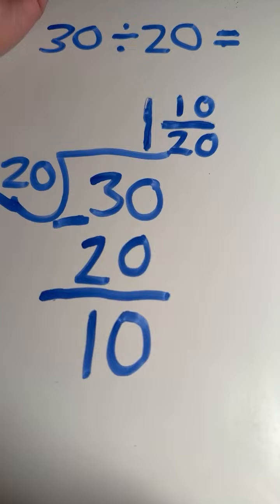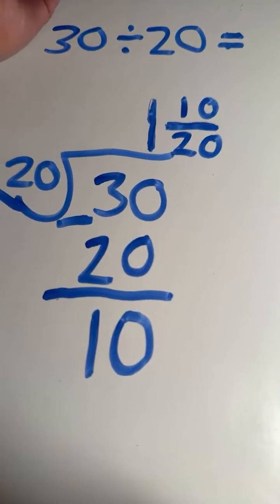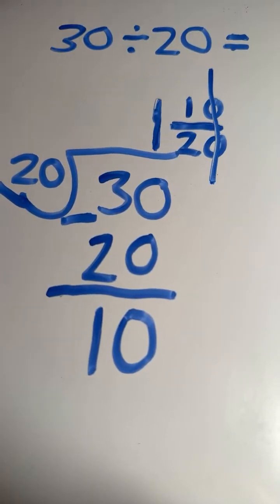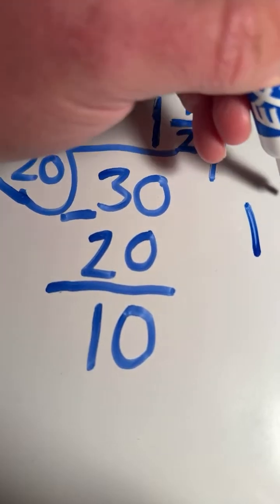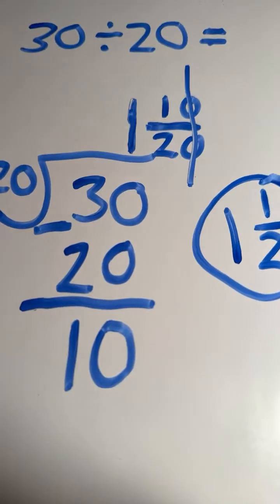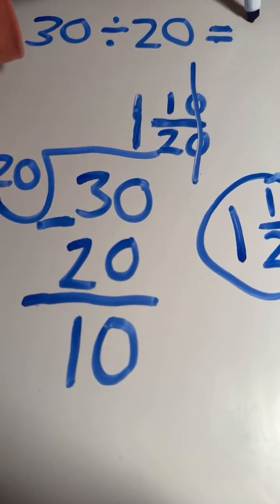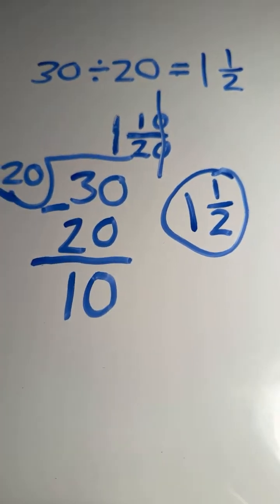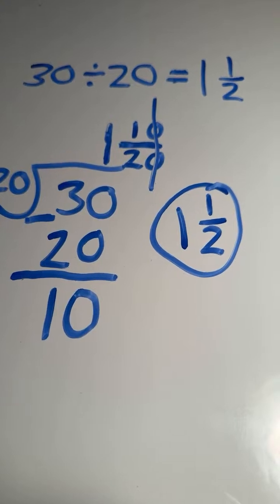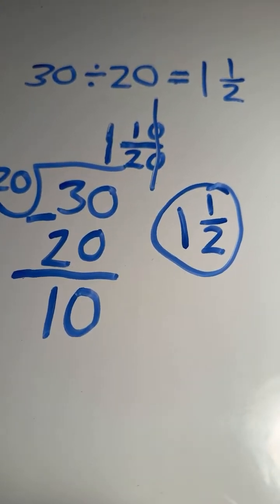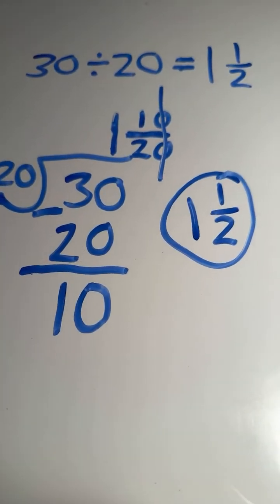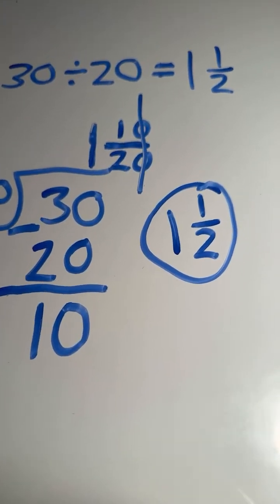Now, if we want to convert that to lowest terms, you simply cross out the zeros, because 10/20 is equivalent to 1/2. So our final answer in lowest terms, 30 divided by 20 equals 1 and 1/2, or 1.5. If you want to write 1 and a remainder of 10, that is another way to write the answer. Both would be counted as correct.